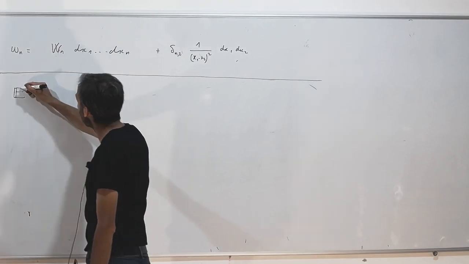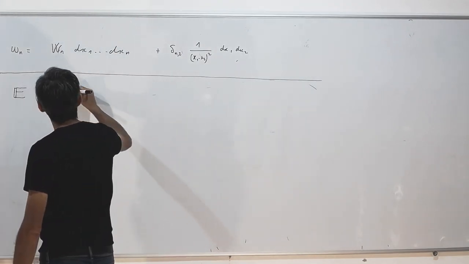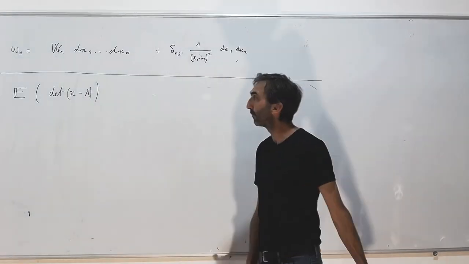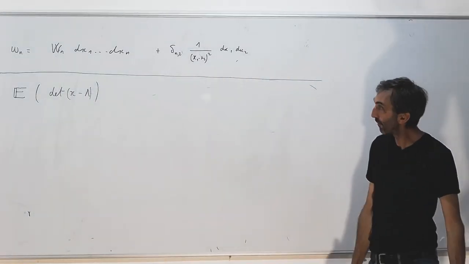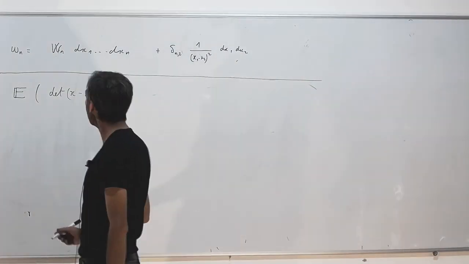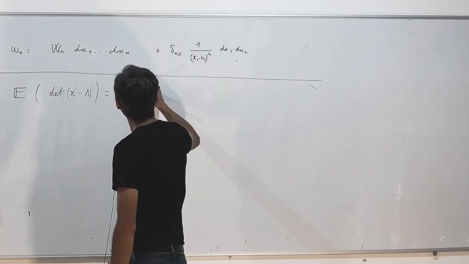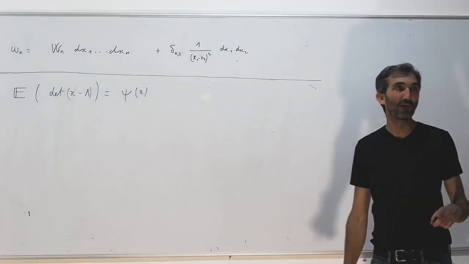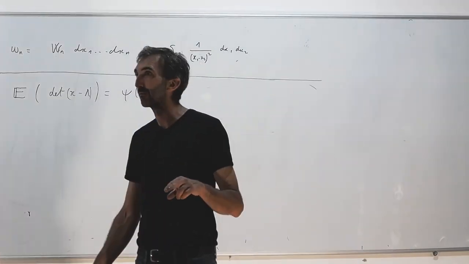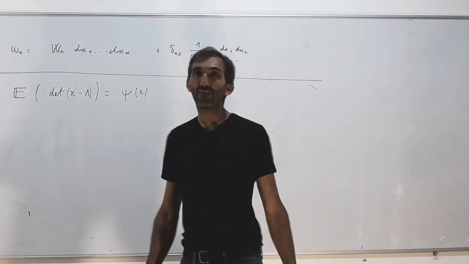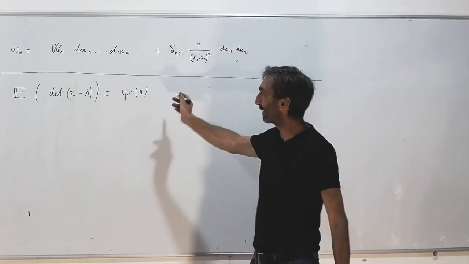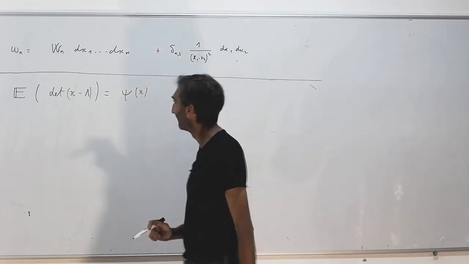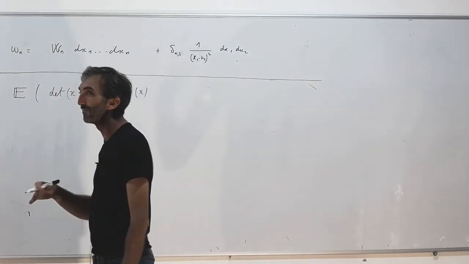And something very interesting is typically the determinant of x minus lambda, the characteristic polynomial. So the expectation value of the characteristic polynomial is a very interesting quantity. And very often, we shall give a name to that and call it psi of x. And just regarding the things we were discussing a minute ago, this psi of x will be the flat connection in the group. Okay. Or abelianization of a flat connection. Okay.